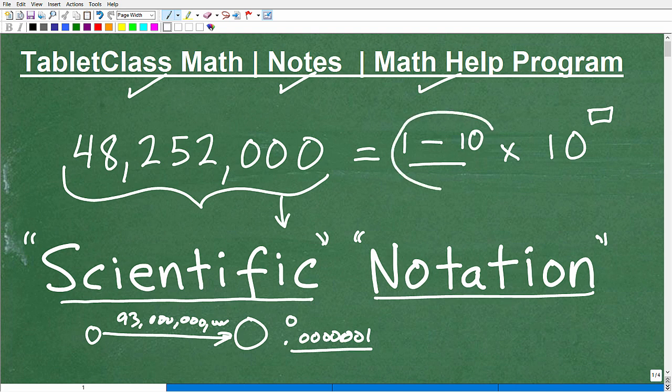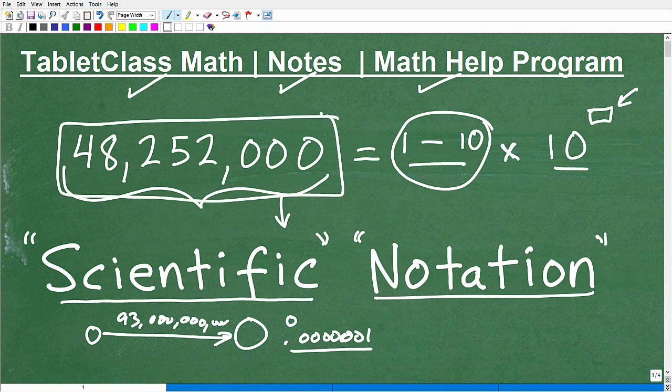So we're going to get some sort of number like this, and we're going to multiply by 10 to some power, all right? So this is what we're going to do. We're going to take a number like this, and we're going to write it in this form. This is oftentimes called expanded form or standard form, but we're going to take this and write this into scientific notation.